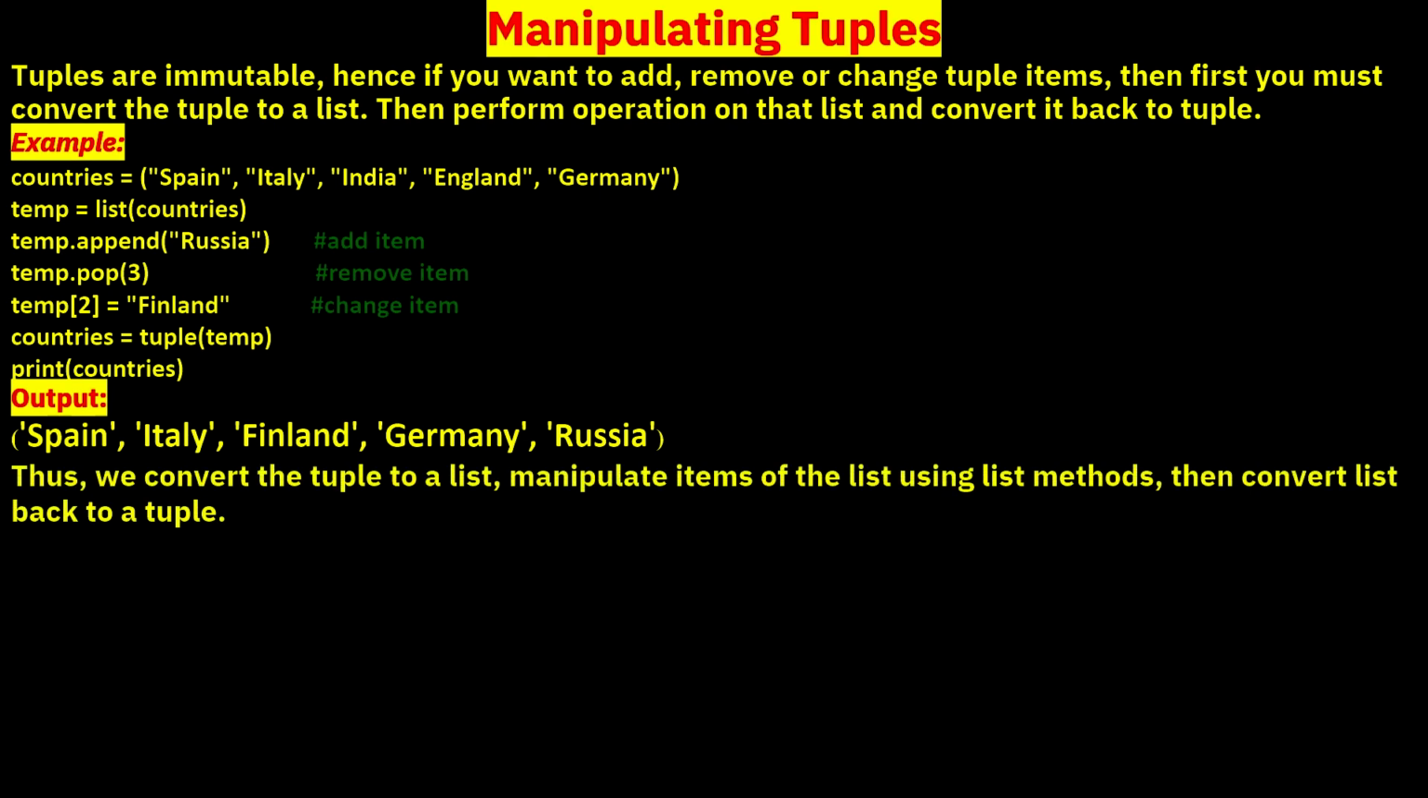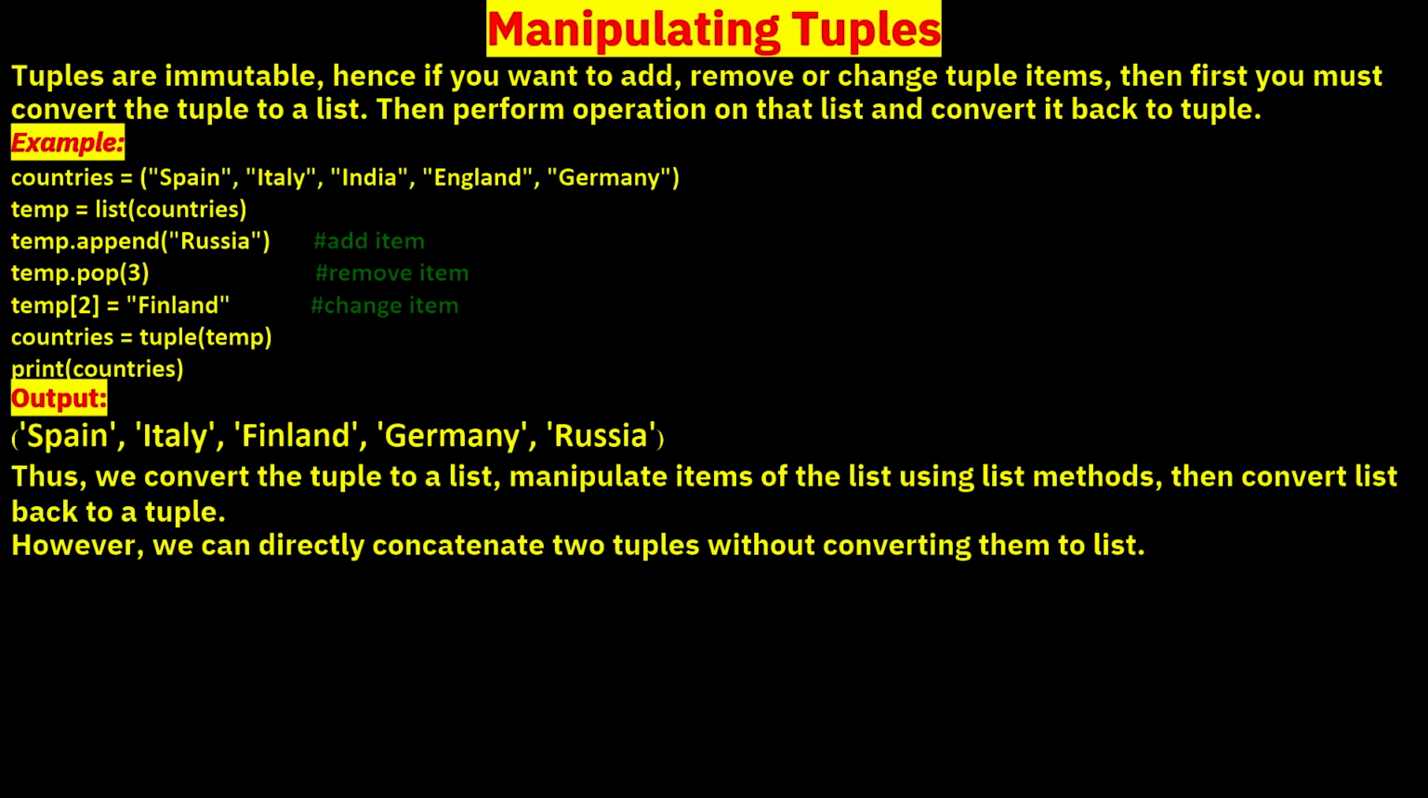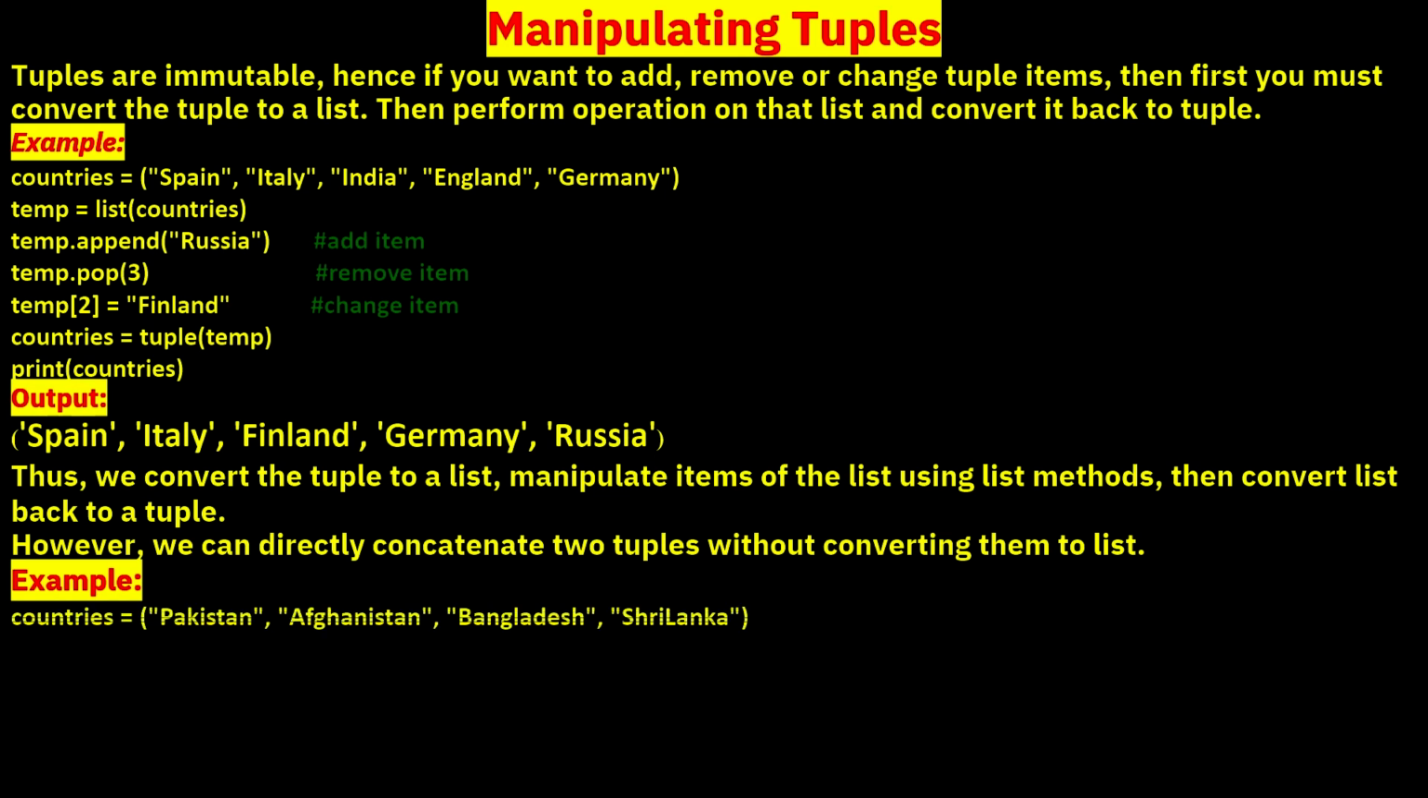Thus, we convert the tuple to a list, manipulate items of the list using list methods, then convert the list back to a tuple. However, we can directly concatenate two tuples without converting them to a list.